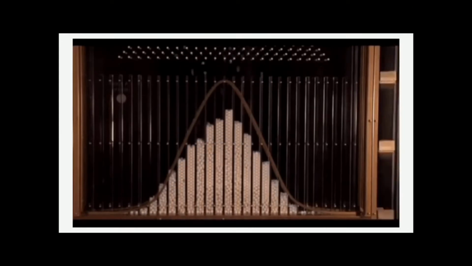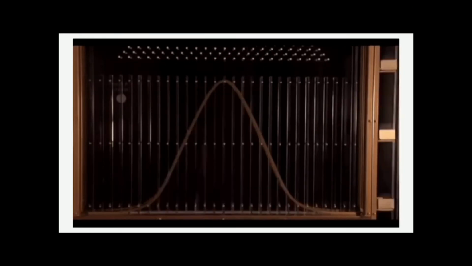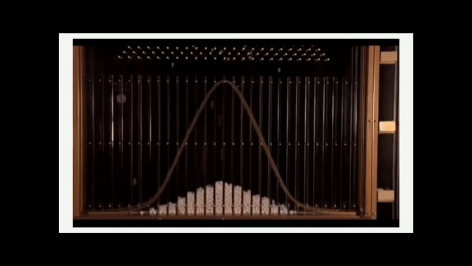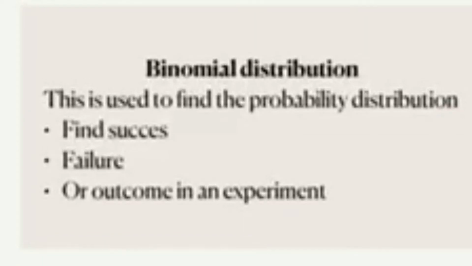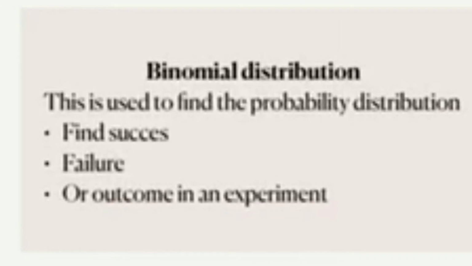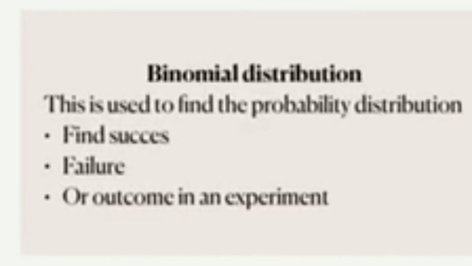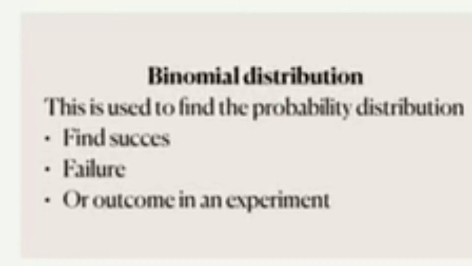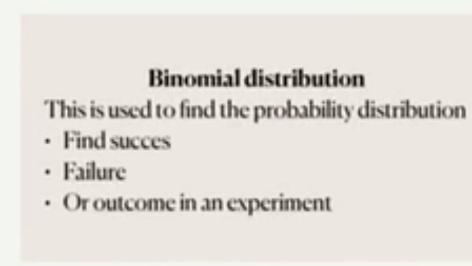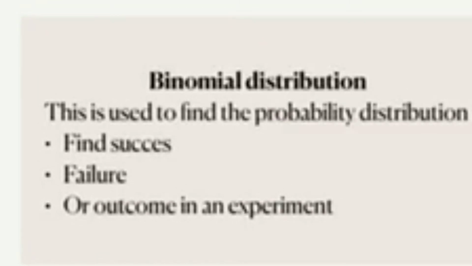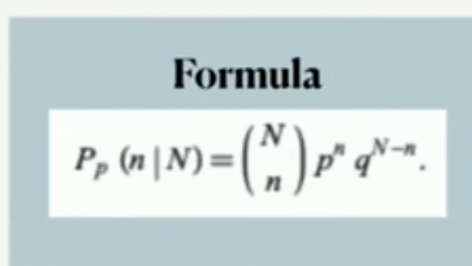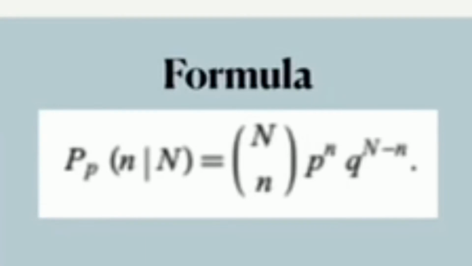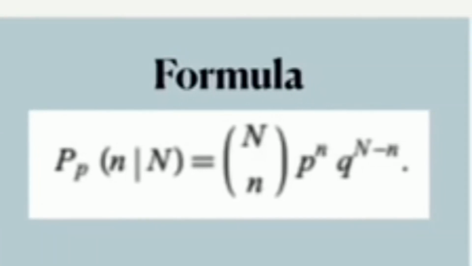This device has a lot of functions, but it's mainly helpful for binomial distribution and normal distribution. We use binomial distribution in a Galton machine to find the probability, to calculate the success, the failure, and the outcome of an experiment. In order to find the probability in an experiment, we use the following formula.